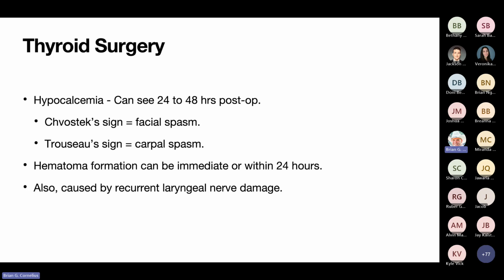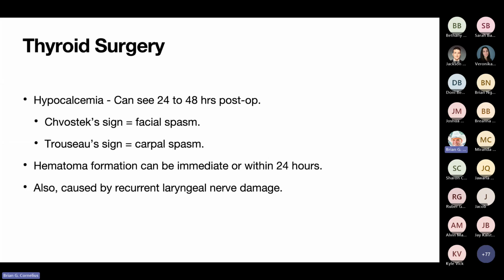So it can happen for a couple different reasons. Usually it's because of some sort of laryngeal nerve damage there that's caused hematoma, let me back that up because that's going to get confusing. So you got three different things that go on with thyroid surgery. You can have hypocalcemia.